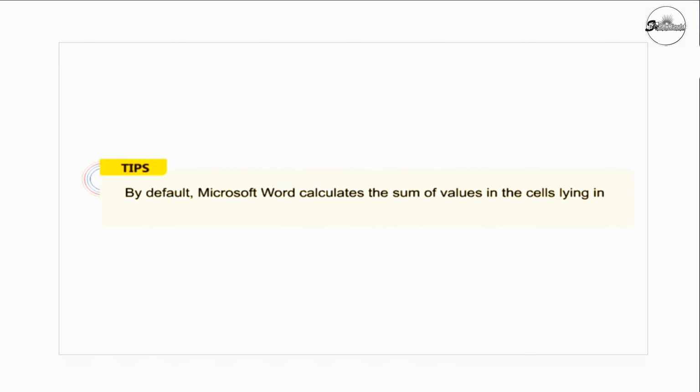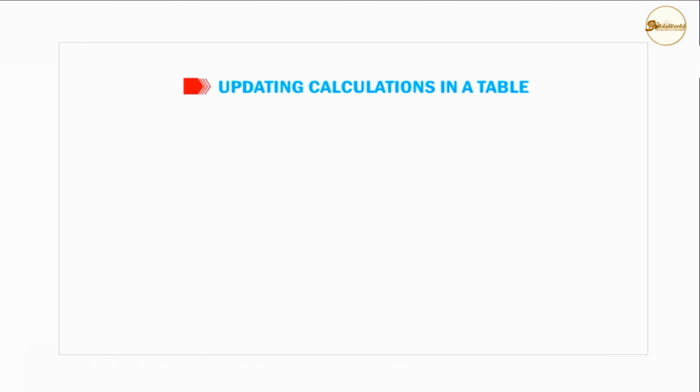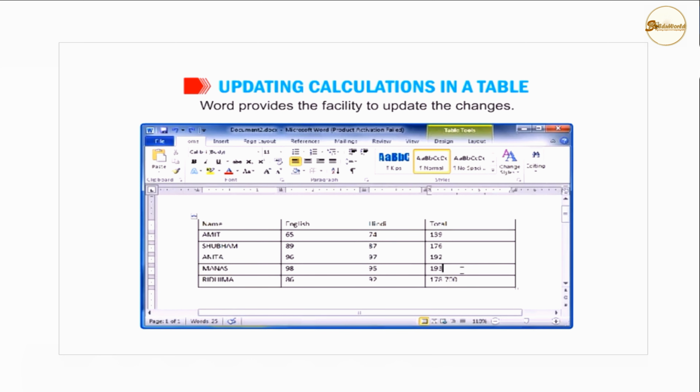Now let me share a tip with you. By default, Microsoft Word calculates the sum of values in the cells lying in the column above or in the row to the left. Now let's talk about updating calculations in a table. Sometimes you may change the data or add any new data in a table. Word provides the facility to update the changes.